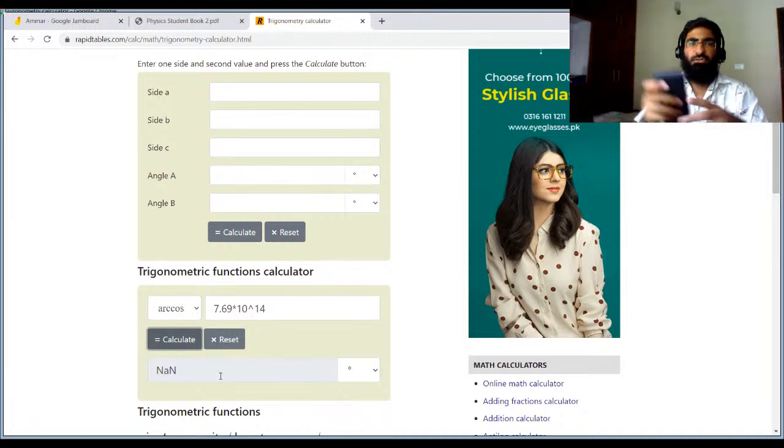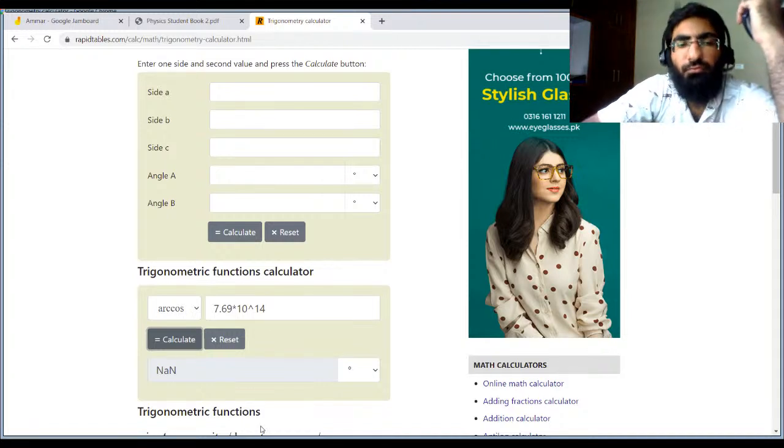Right. It's giving me an error. Let me try one more time. Cos inverse 7.69 into 10 raised to the power 14, you said. Yes.